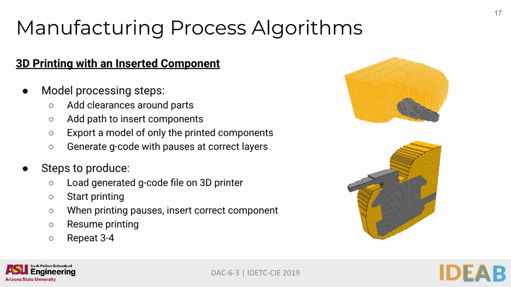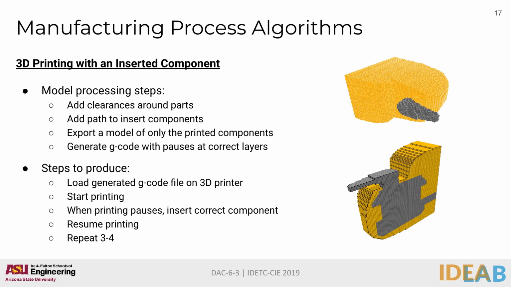To process this model, clearances must first be added around the embedded part. A path for inserting the part must be considered. A model must be exported containing only the printed components, and then the G-code for this model has to be generated with pauses at the correct layers for performing the insertion steps.